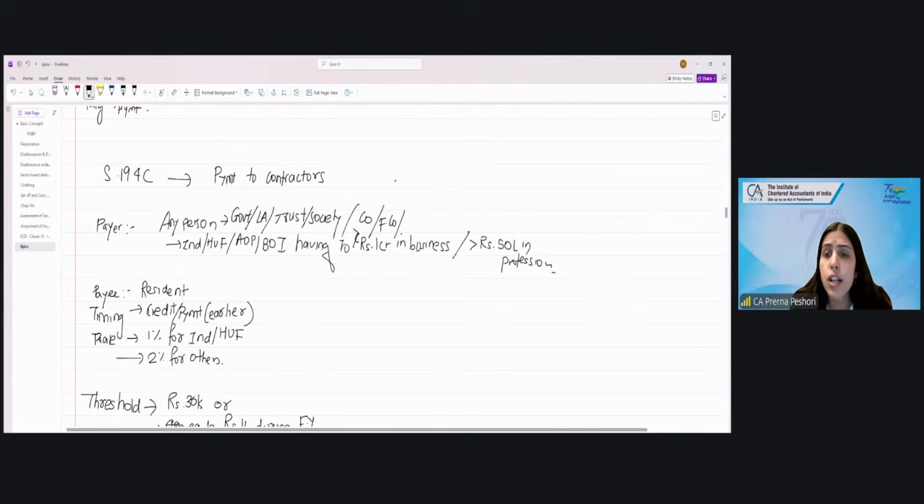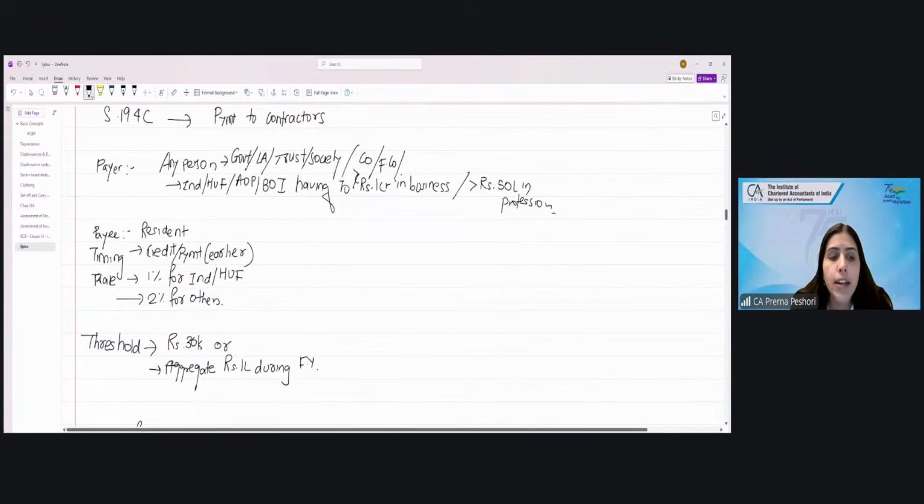If it's an individual, HUF, AOP or BOI, their total sales, gross receipts or turnover from the business should exceed 1 crore in the case of business or 50 lakh in the case of profession in the preceding financial year. Who is the payee? Any person. What is the threshold? 30,000 or aggregate of 1 lakh during the financial year. Right? So 30,000 as a single payment or 1 lakh in total during the financial year.